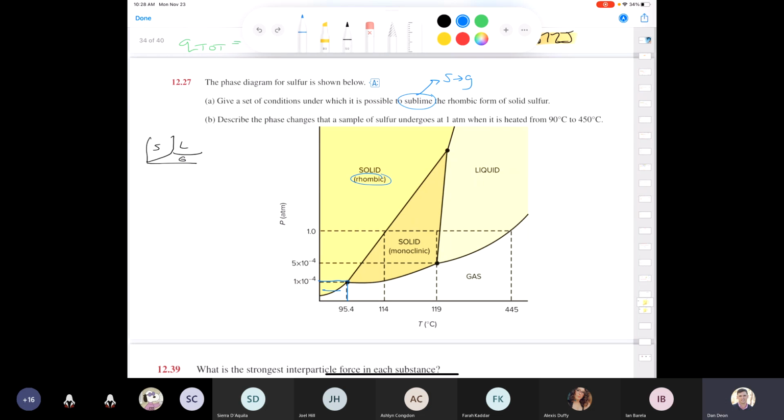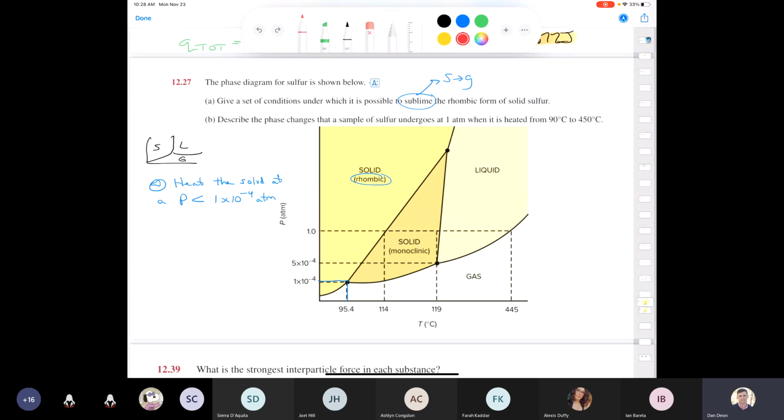For A, we'll put: heat the solid at a pressure less than 1 times 10 to the -4 atmospheres. Because if we're anywhere below the line that I have highlighted in green, and we heat the solid up, we're going to end up in the gaseous phase.